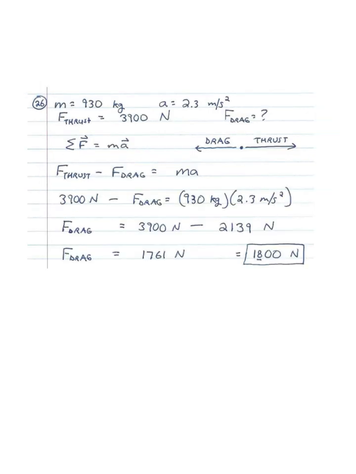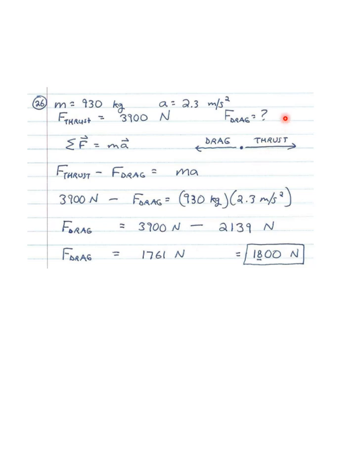Number 26. A 930 kilogram motorboat accelerates away from a dock at 2.3 meters per second squared. Its propeller provides a 3.9 kilonewton thrust force. What drag force does the water exert on the boat? You can see my force diagram. The boat is going to the right. So this is the force of the thrust pushing to the right. The drag is pushing back to the left.